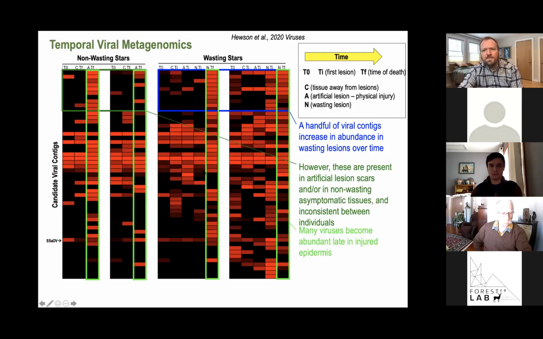We also noticed that many viruses became abundant late in injured epidermis. And so if you look at these artificial scar margins, you'll notice that there's a lot more tiles filled in.